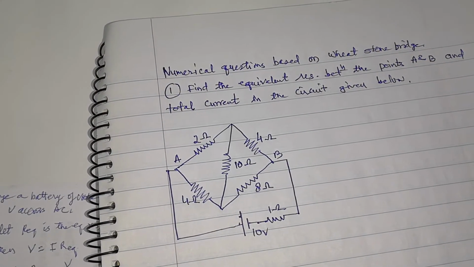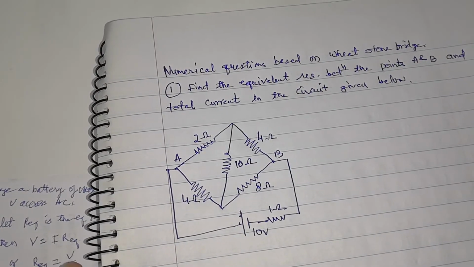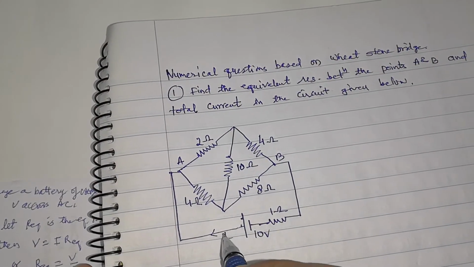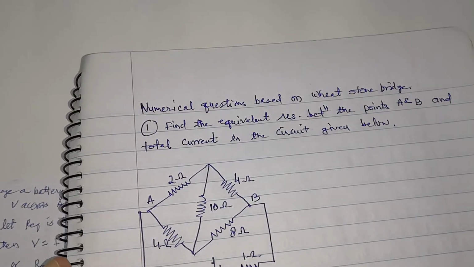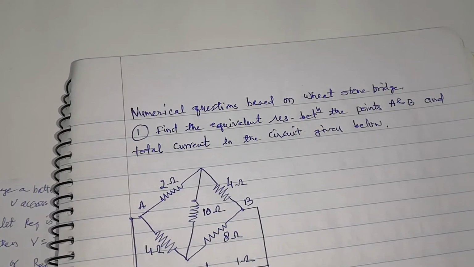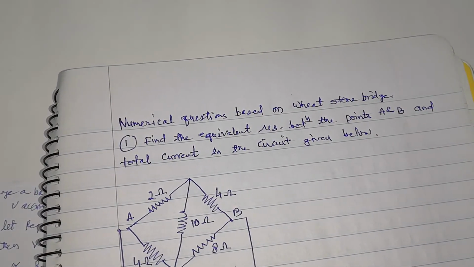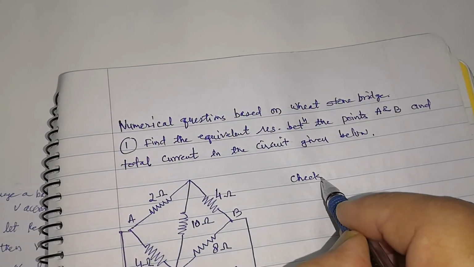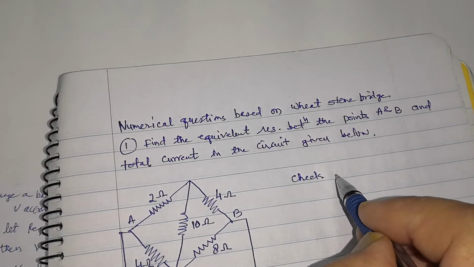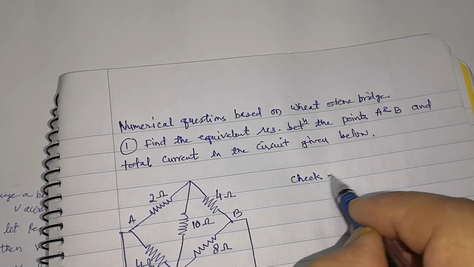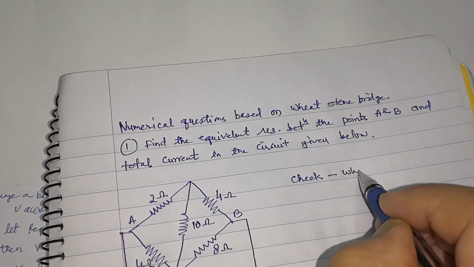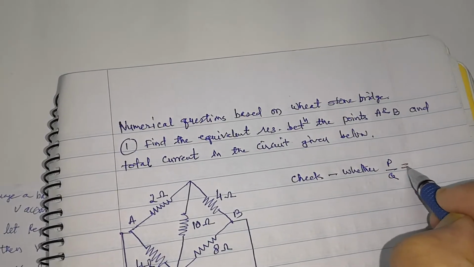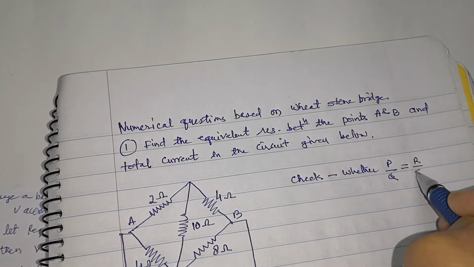We have to find out the equivalent resistance between the points A and B, and we have to find out the total current, say I, in the circuit. So the very first step to solve this type of numerical question is to check whether the Wheatstone bridge is balanced or not. The checkpoint is whether P upon Q equals R upon S.